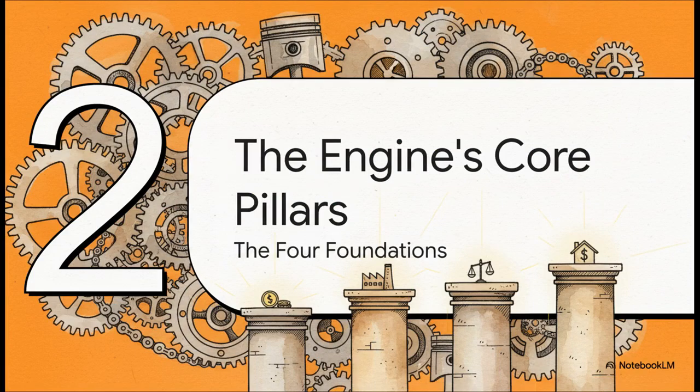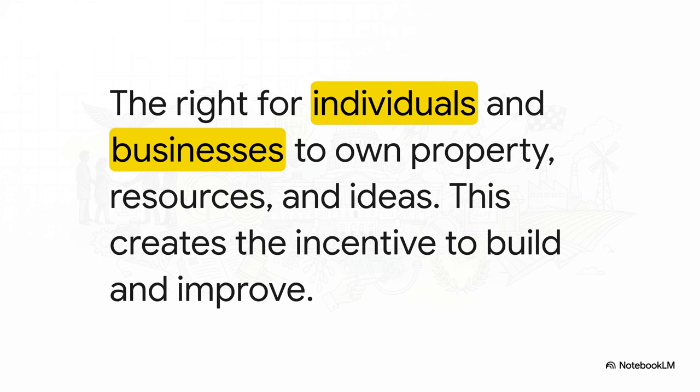Okay, so if this system is an engine that's driving our economy forward, what are its most essential parts? You know, what actually makes it run? We're going to dive into the 4 core pillars that really form the foundation of free enterprise. First up is private ownership, and this is the absolute bedrock of the whole thing. It's the right for you, me, and businesses to own property, to own resources, and even to own our own ideas. Because think about it, without that, where's the incentive to build anything, create anything, or make anything better?